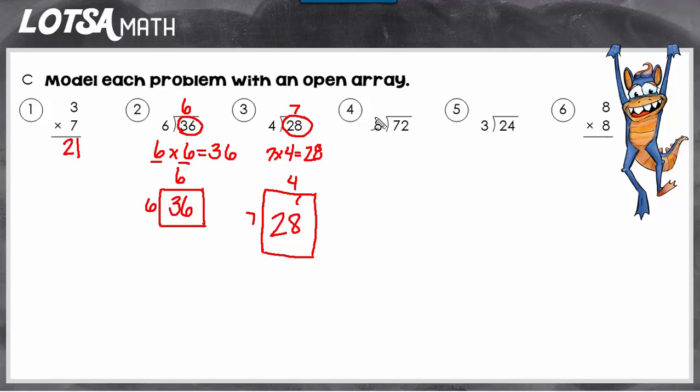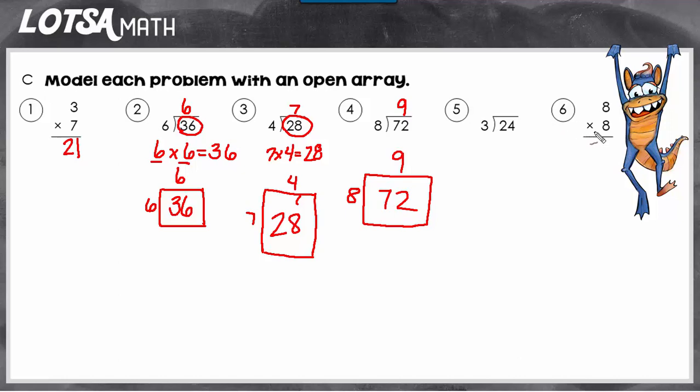So let's do number 4. Here we have 72 divided by 8, which gives you 9 as your quotient. So to make your array, this one's going to be almost square because 9 and 8 are almost the same. So if that's 9, then 8's just going to be a little bit shorter. You're going to label, and inside you're going to write your dividend or your product.